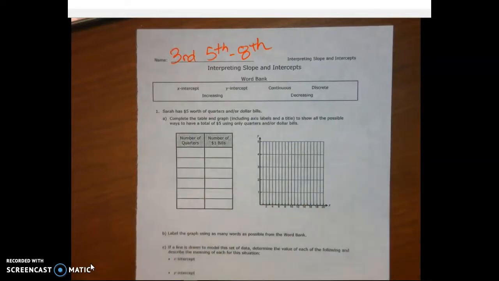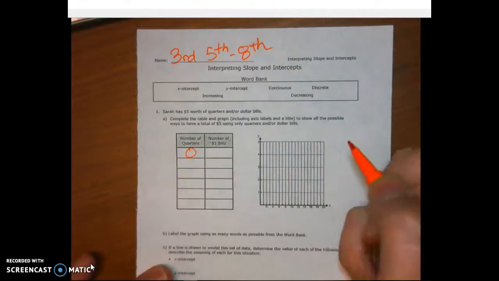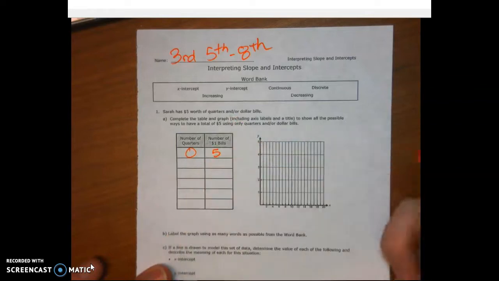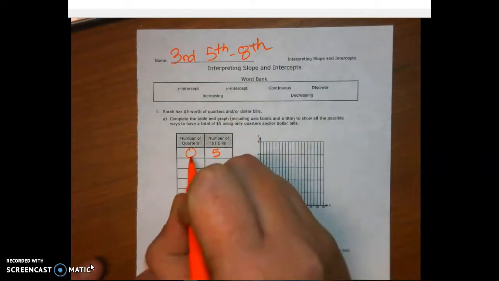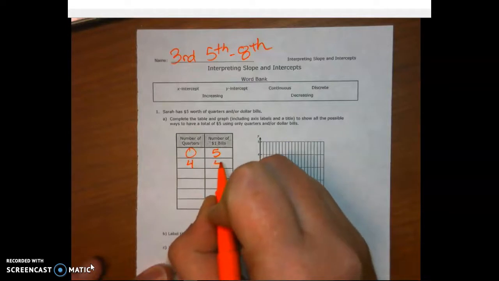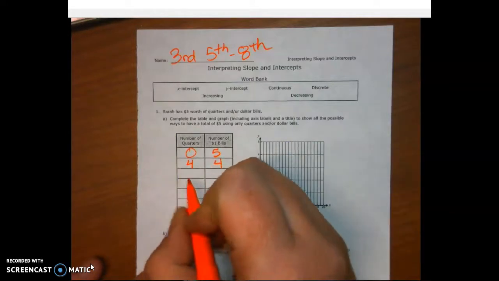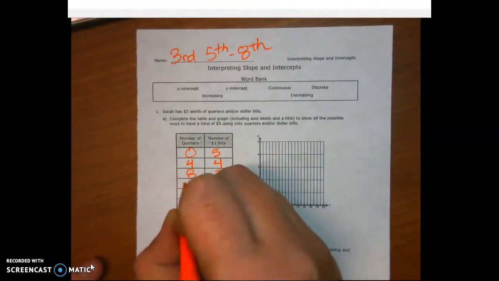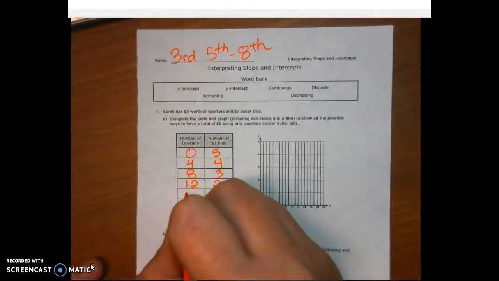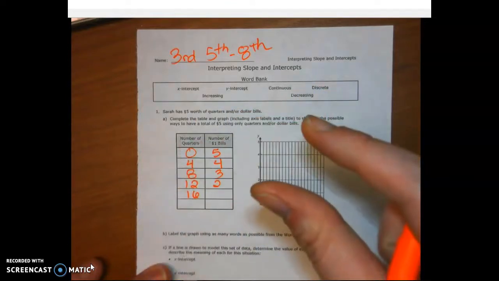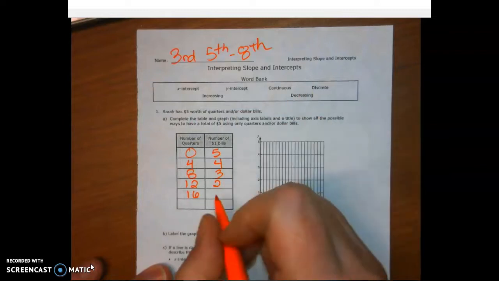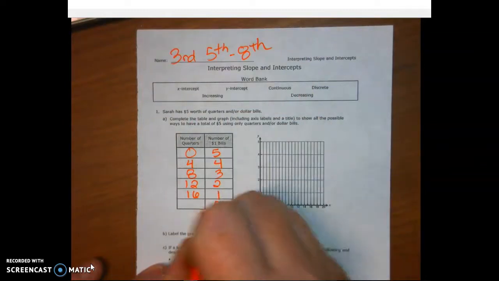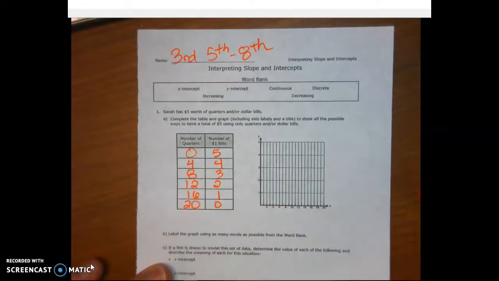Well, what could she have? She could have 0 quarters, and that would mean she has 5 $1 bills because she has to have a total of $5. She could have 4 quarters and 4 $1 bills. She could have 8 quarters, 3 $1 bills. Okay, you see how this is working? Because her quarters have to go in sets of 4 each time, because that's what makes up a dollar. You knew that.